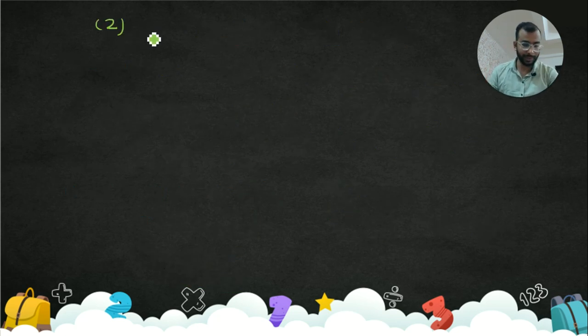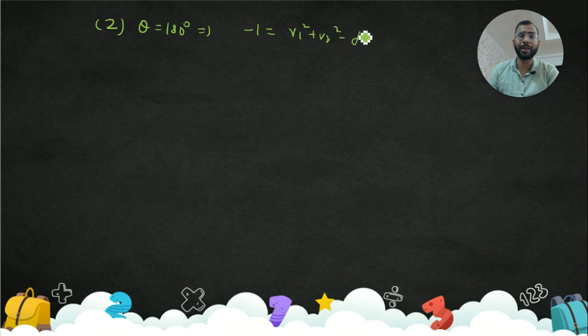Second case we have is theta equal to 180 degrees. Then cos 180 is minus 1. Minus 1 is equal to (r1 square plus r2 square minus d square) upon 2r1 r2. So we'll get r1 square plus r2 square, this is minus multiplied, we'll take this on the other side. 2r1 r2 equal to d square.